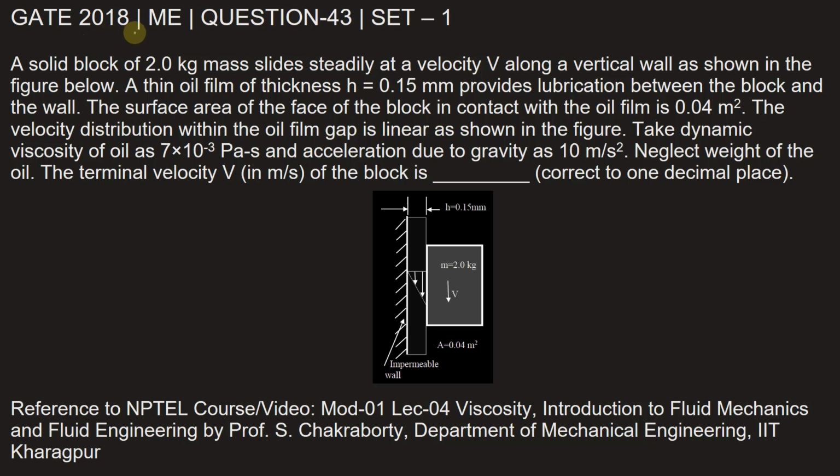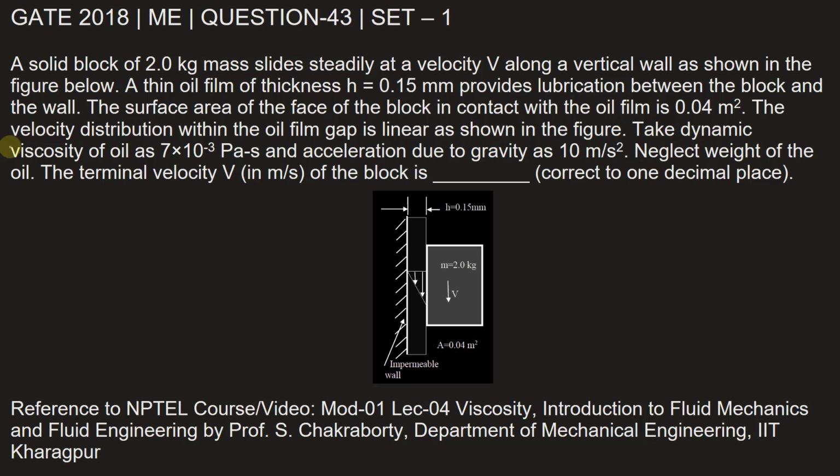This question is from GATE 2018, Mechanical Engineering paper, Set 1, question number 43. A solid block of 2 kg mass slides steadily at a velocity v along a vertical wall as shown in the figure. A thin oil film of thickness h equal to 0.15 millimeters provides lubrication between the block and the wall. The surface area of the face of block in contact with the oil film is 0.04 meter square. The velocity distribution within the oil film gap is linear as shown in the figure.